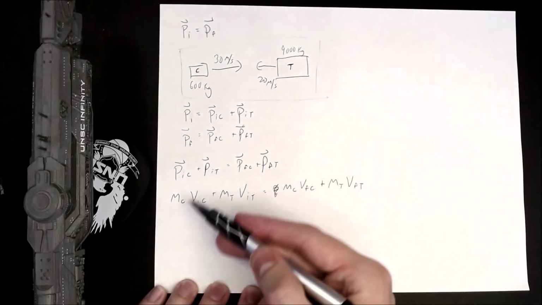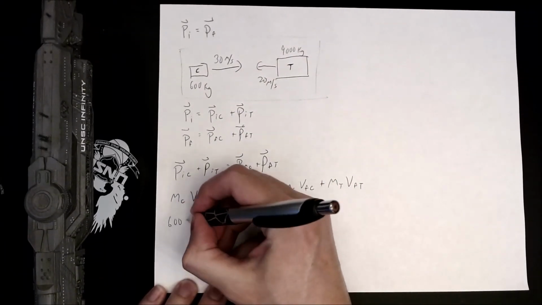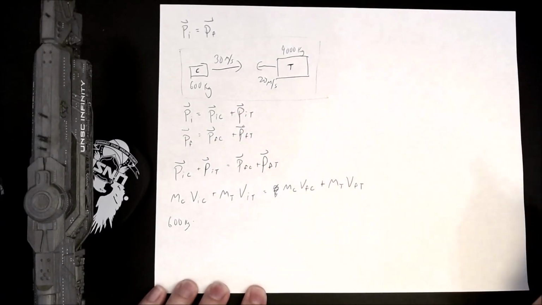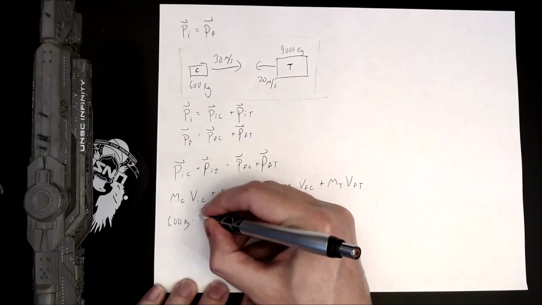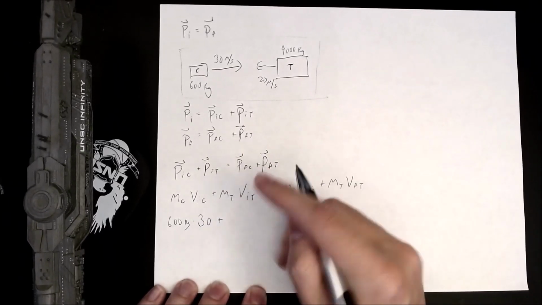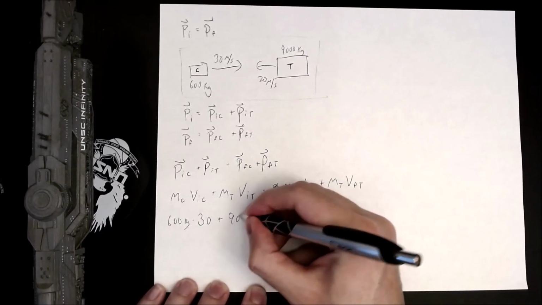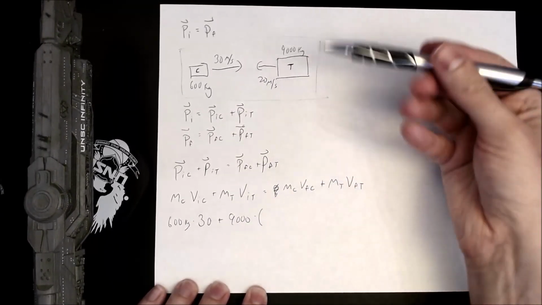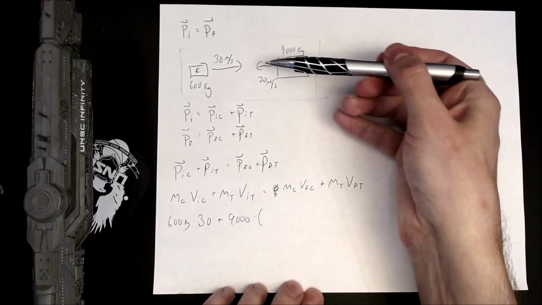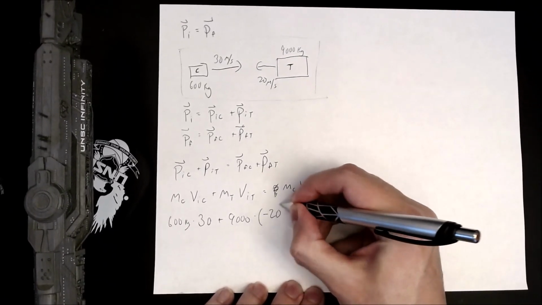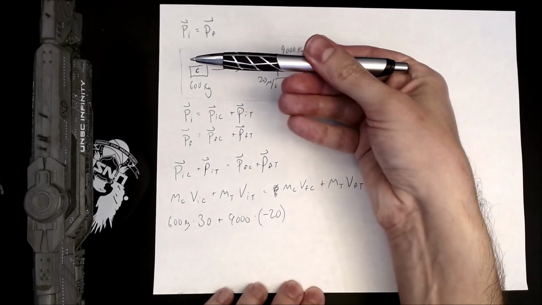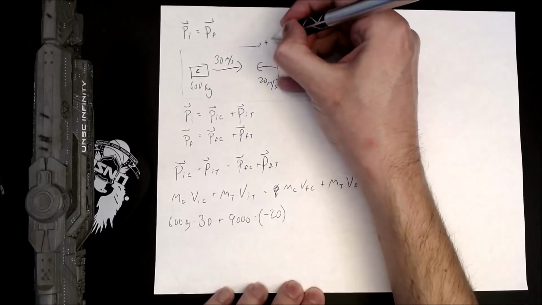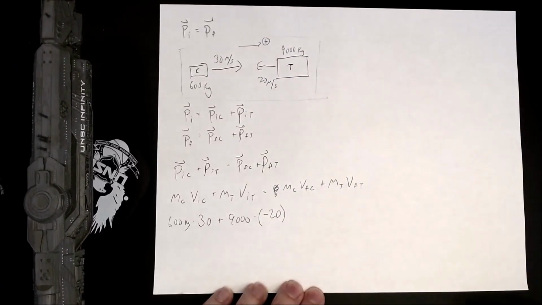We know the mass of the car, 600 kilograms, times velocity initial of the car. Well, it's going east at 30 meters per second, so I'm going to have that as being positive 30, plus the mass of the truck, 9,000, times the velocity initial of the truck. Well, it's going west, and so we need to say that it's going at negative 20 meters per second, because it's going the way that we generally define to be negative. We can make a little arrow saying that this is positive direction, just to remind us.